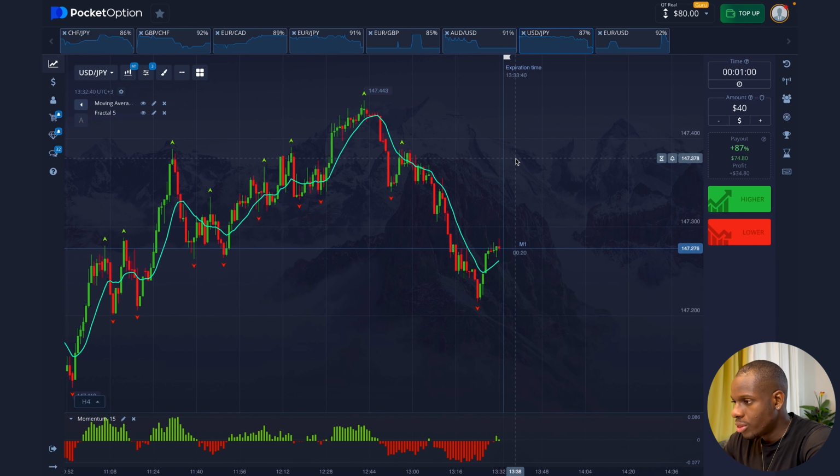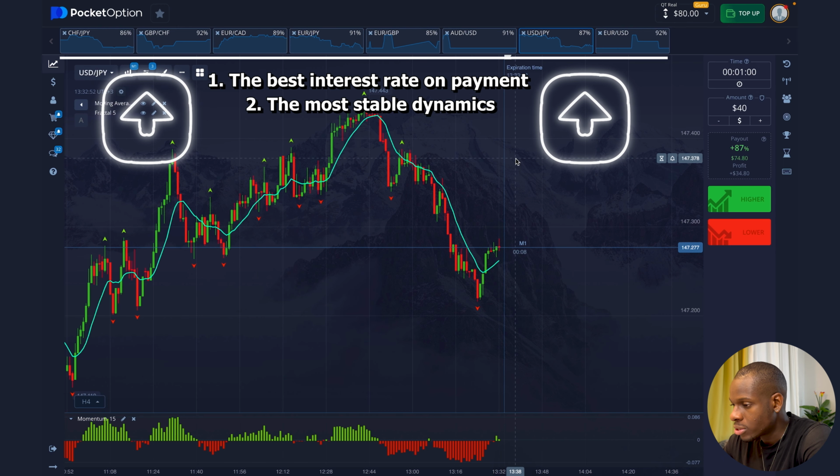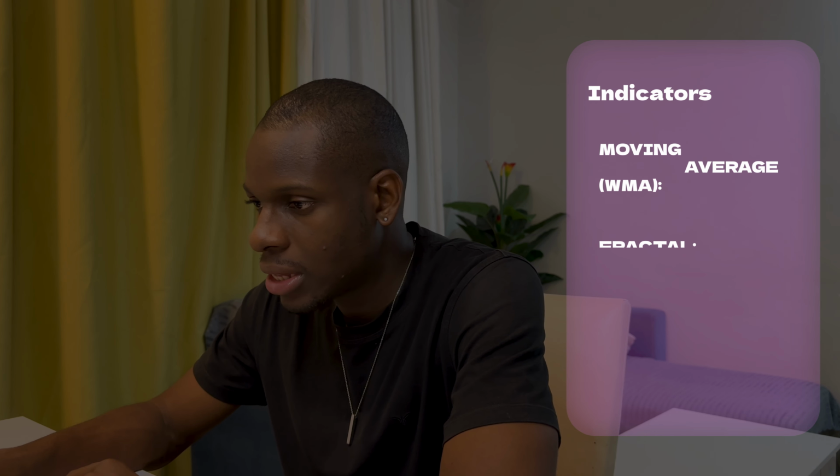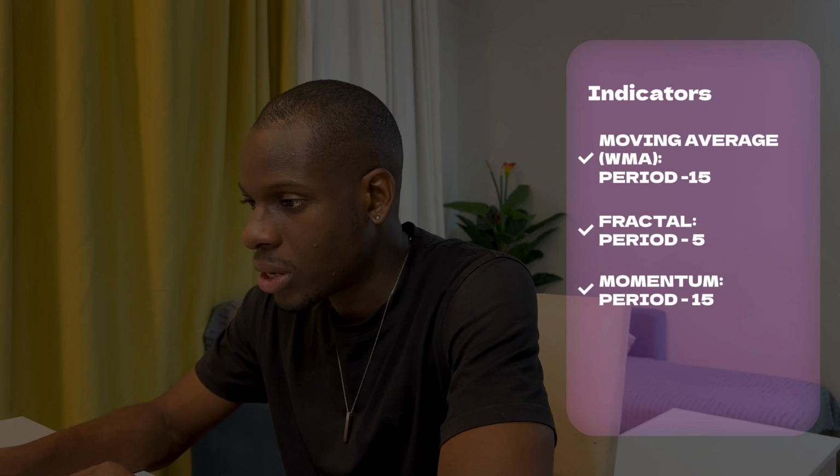So guys, we are on the charts today, as you can see, and just like I mentioned, I've already selected a couple of assets that you see above. Those are the ones that have the best payout percentages and also the best setups. And these are the indicators we're using today. We have our moving average with a period of 15, our fractal with a period of 5, and we also have a momentum oscillator with a period of 15 as well.